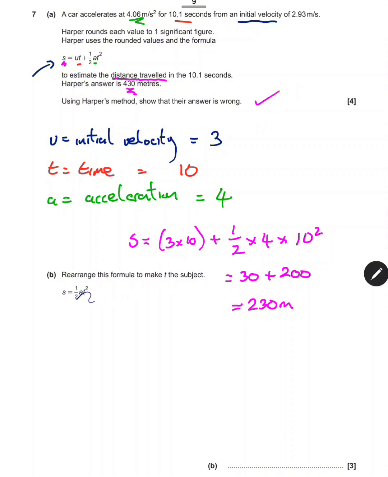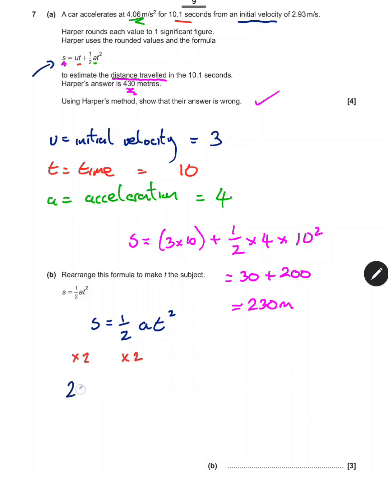Part B is rearranging to make T the subject. So quite a difficult one. I'll just rewrite this out. We've got S equals a half AT squared. I'm going to leave the T alone and rearrange everything else. So this halving is dividing by 2. And we can undo that by multiplying by 2.